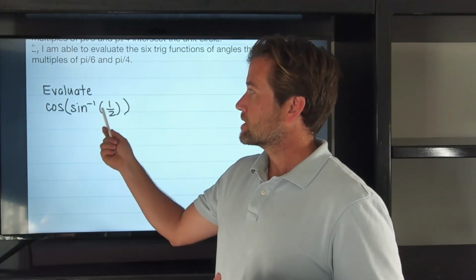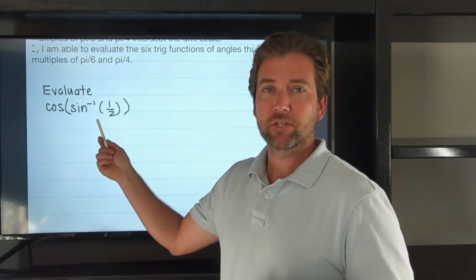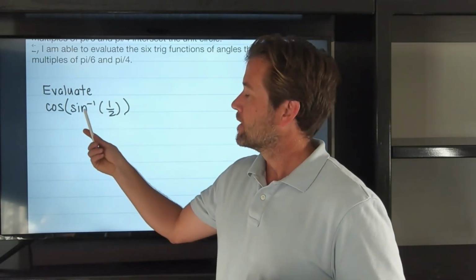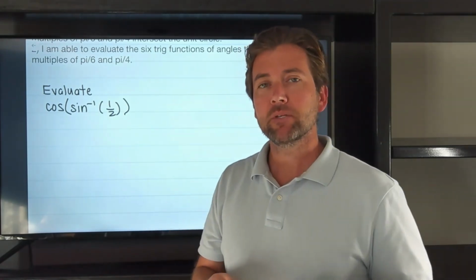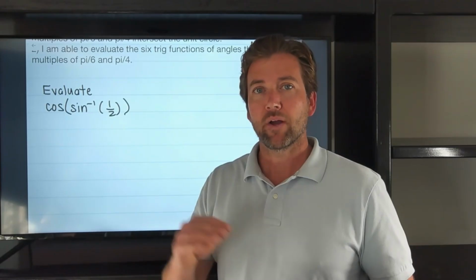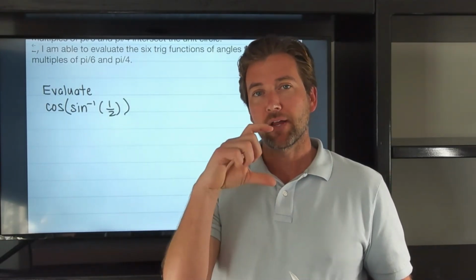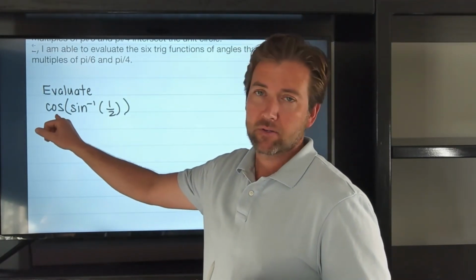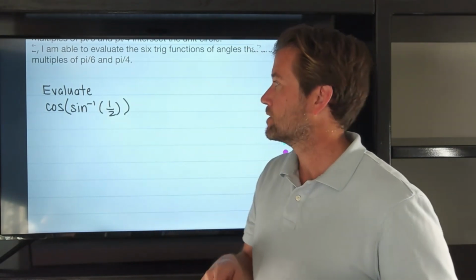First off, the arc sine of a half must output an angle between or including negative pi over 2 to pi over 2, some of our prior knowledge. And the cosine of that angle must be in between negative 1 and 1, or including those values, negative 1 or 1. Here's why. The cosine and sine function have a range of negative 1 to 1. So the output of cosine of an angle has to be in between or including negative 1 to 1.